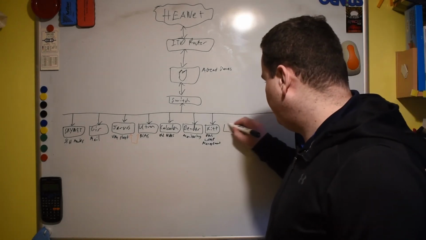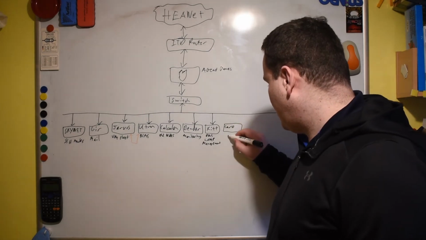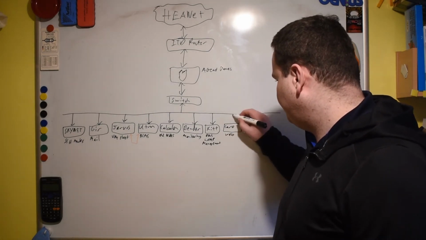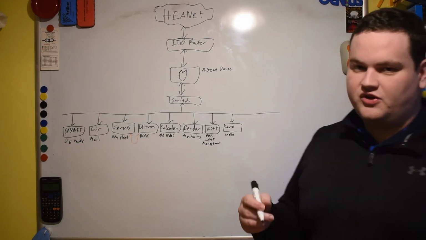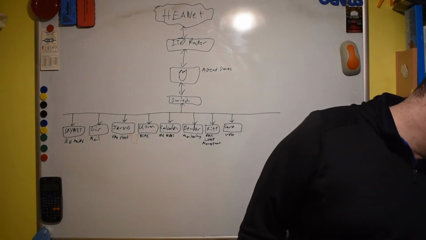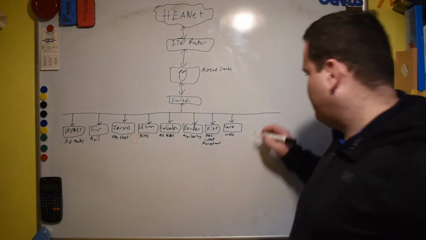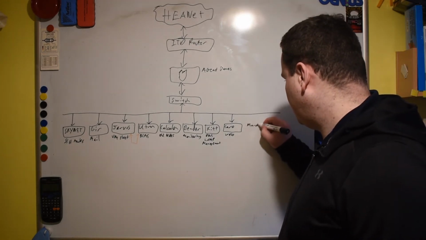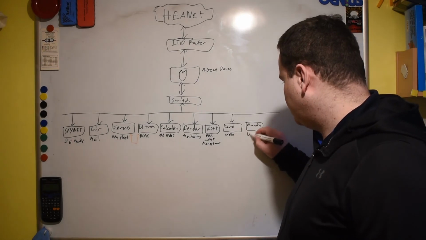Then we have Caro. Caro is the web server. So whenever you are served a web page on Skynet, it comes from Caro. And then we have Marvin, which is our UPS.